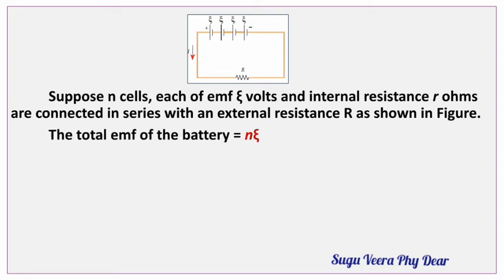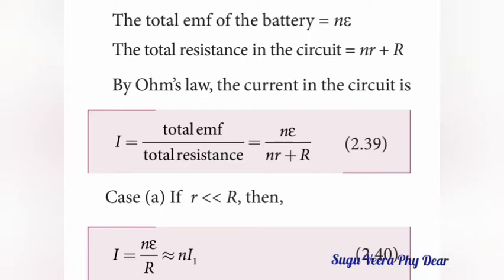The total EMF of the battery is nψ. The total resistance in the circuit is equal to nr plus R. By Ohm's law, the current in the circuit is I equal to total EMF divided by total resistance. Total EMF is nψ. Total resistance is nr plus R. Substituting in this equation, I equals nψ divided by (nr plus R).